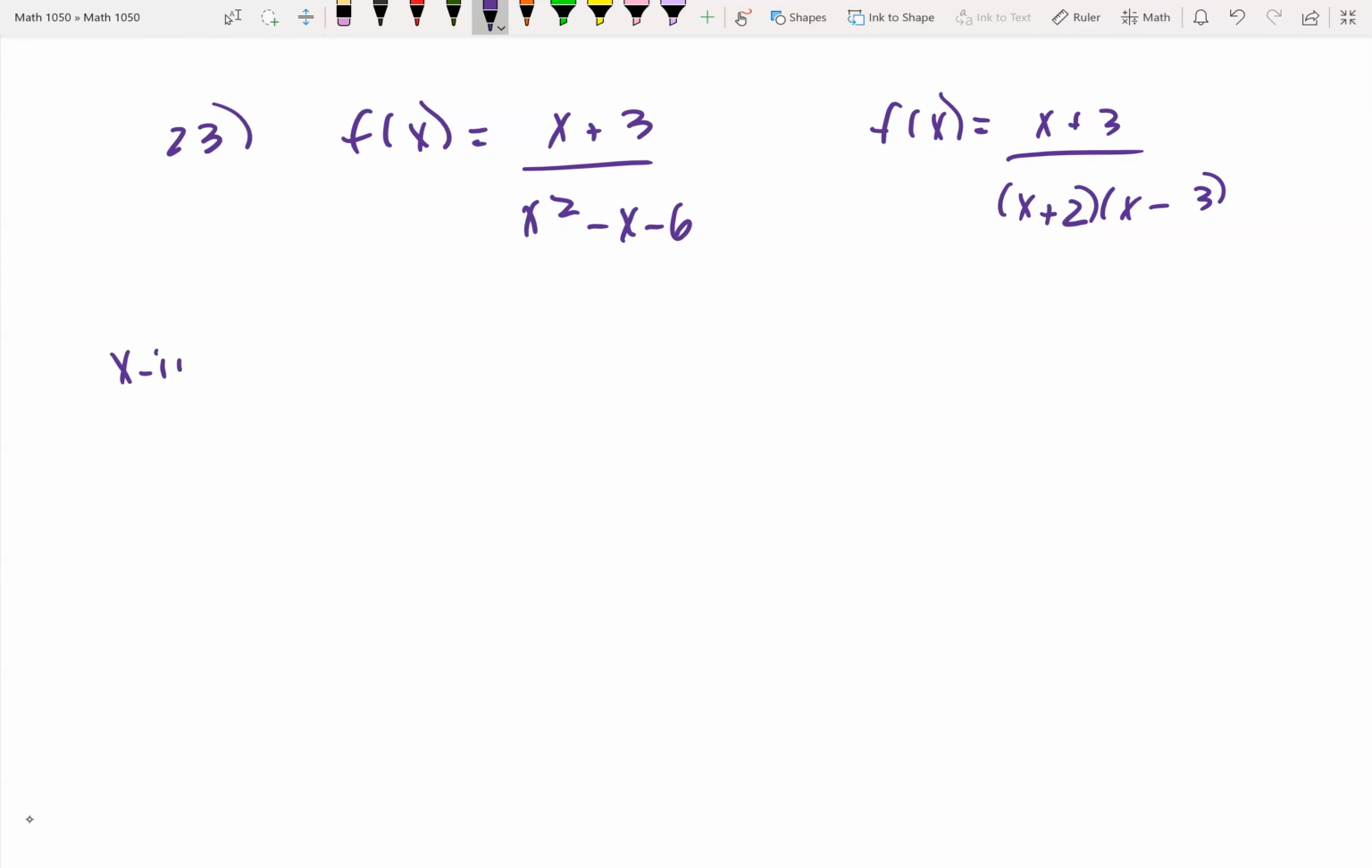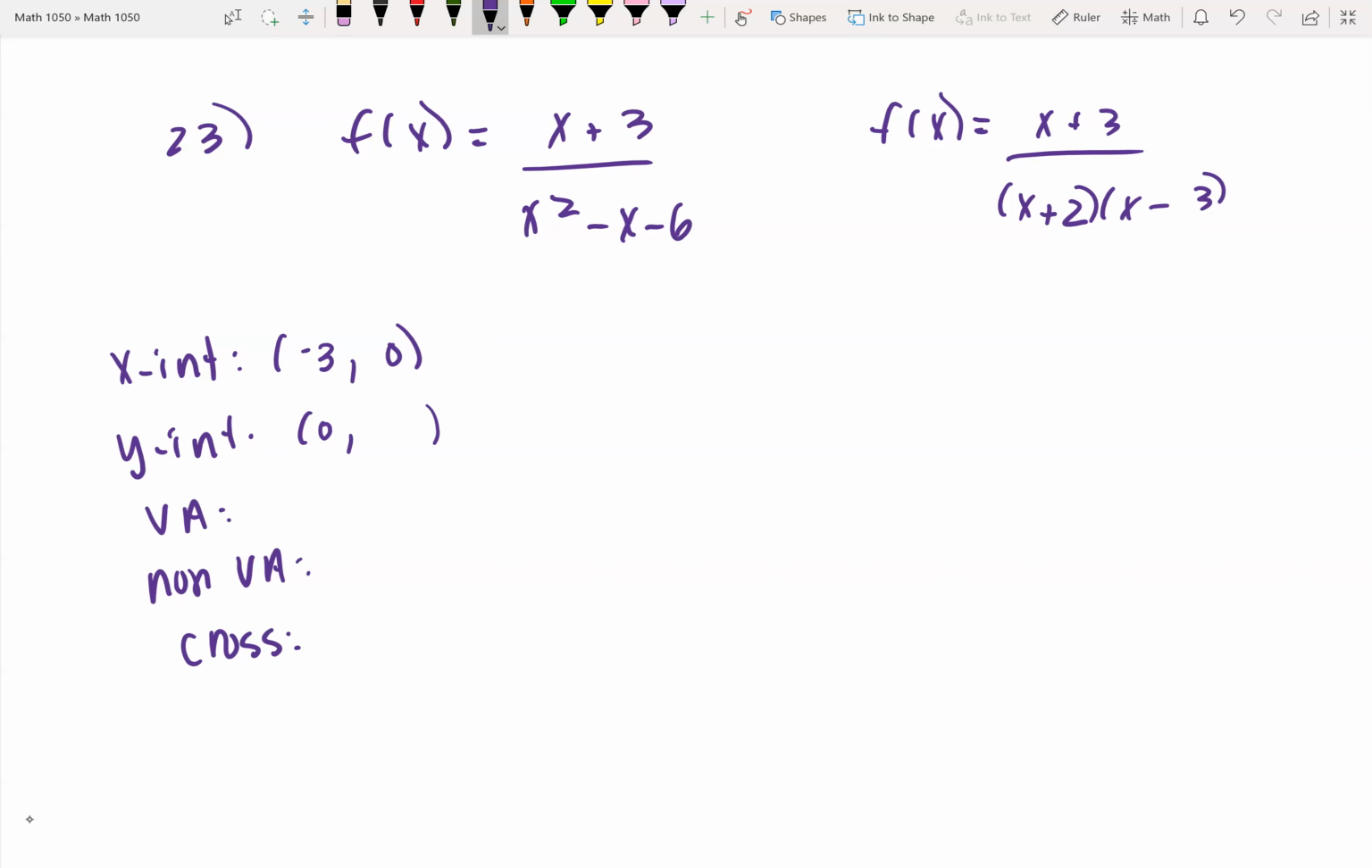Now you have to remember that you need to find the x-intercept, the y-intercept, vertical asymptote, non-vertical asymptote, and does it cross. So to find the x-intercept, you let y be 0, which is the same as letting the top be a 0, and you get negative 3, 0. To find the y-intercept, you let x be a 0, and it goes away, goes away, goes away, 3 over negative 6, that's a negative 1/2. This negative 3, 0, by the way, crosses because this exponent is a 1.